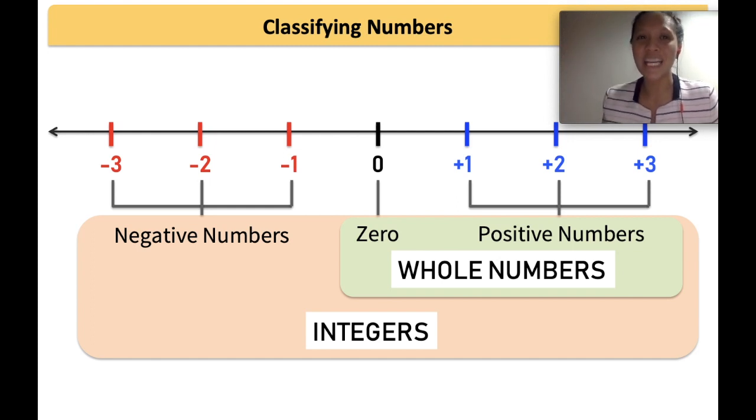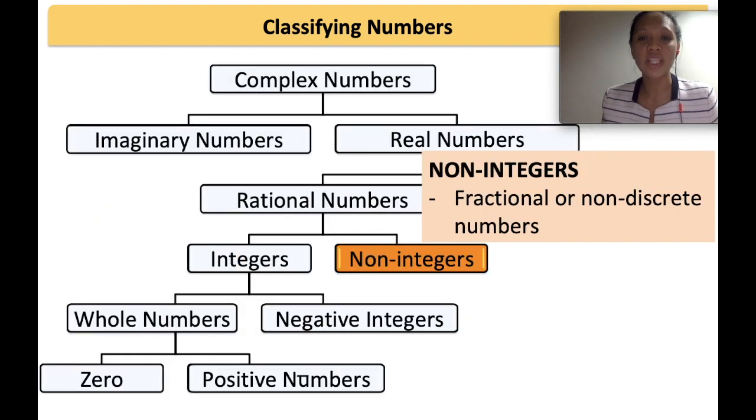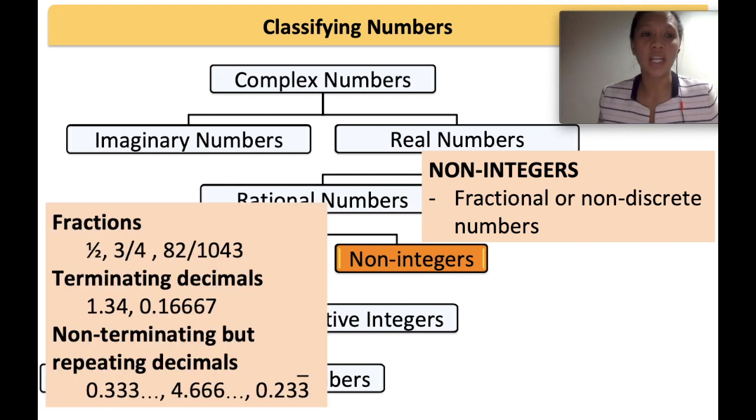So, kung meron tayong integers, we have non-integers. So, non-integers are those numbers that are fractional or non-discrete. Ano ibig sabihin nun? So, ito yung mga hindi natin kayang i-express in terms of integers. So, kasama dyan ang ating fractions. Examples of our fractions are 1/2, 3/4, 82 over 1,043. So, those are some of our fractions.